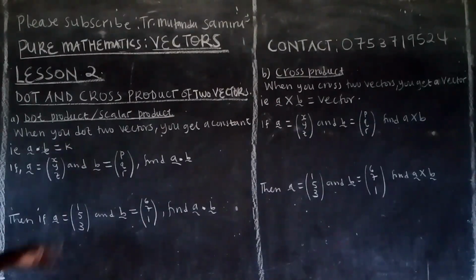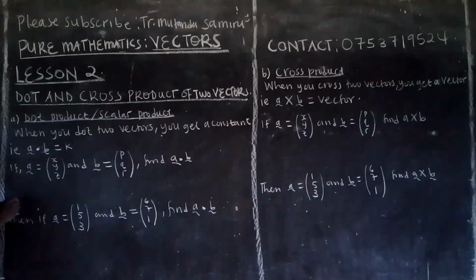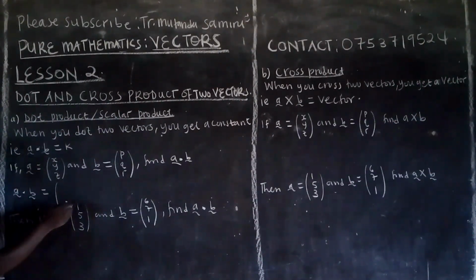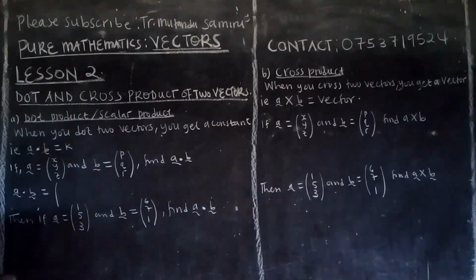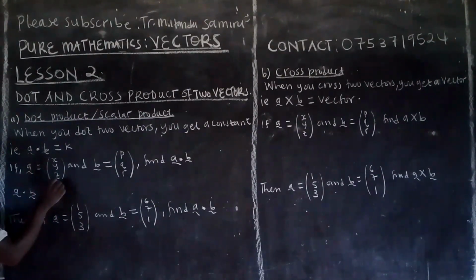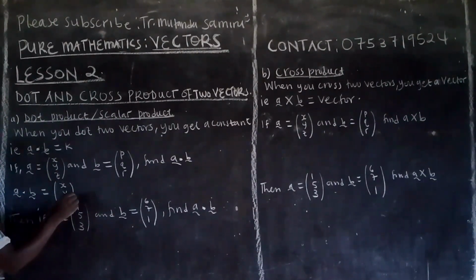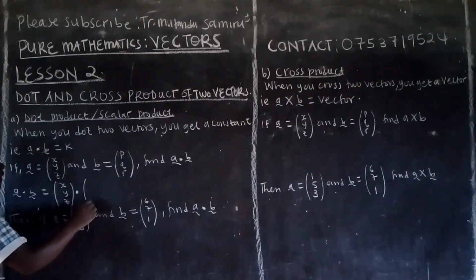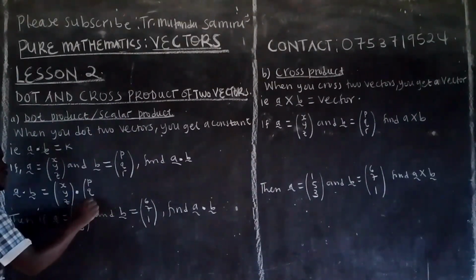If vector A is equal to x, y, z, and vector B is equal to p, q, r, find A dot B. Please, these wave lines are important. Now, I want to find A dot B. How do we dot them? In our solution, A dot B will be the same as you get their corresponding vectors, that is x, y, z, then you also bring a dot, and the other vector is p, q, r.